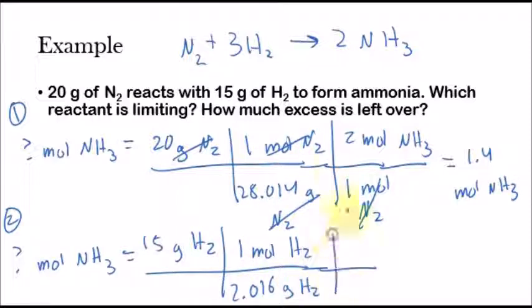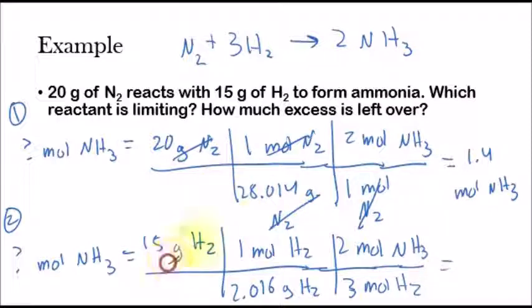And then from here, finally, the reaction is telling us for every 3 moles of H2 that reacts, 2 moles of NH3 is created. So we can use that as our mole ratio. 3 moles of H2 that reacts, 2 moles of NH3 are created. Grams of H2 cancels out with grams of H2, moles of H2 cancels out with moles of H2, and we're left with moles of NH3, which is what we want.